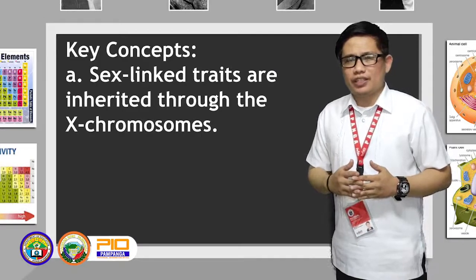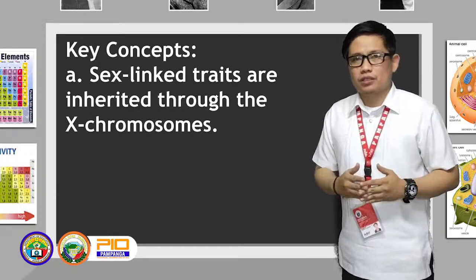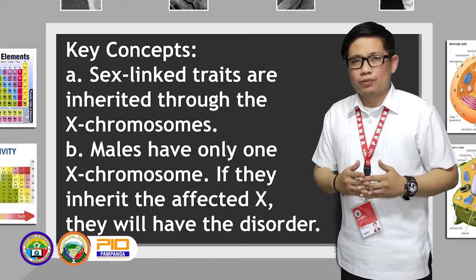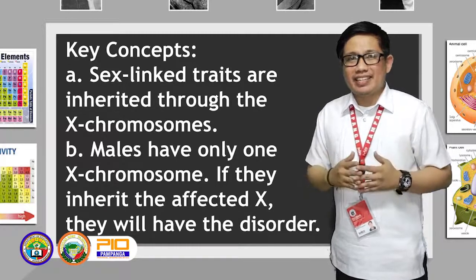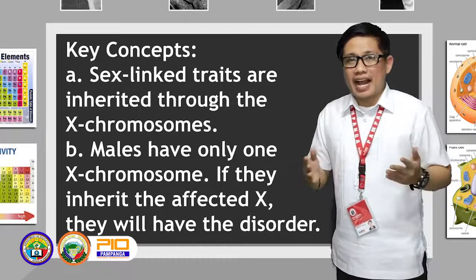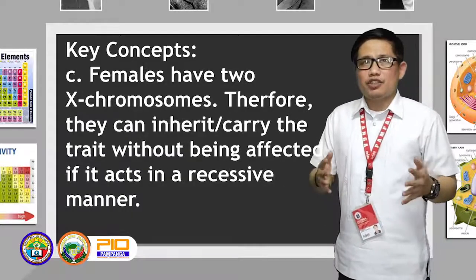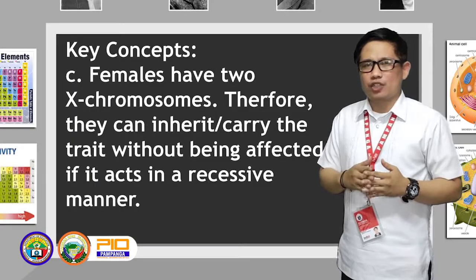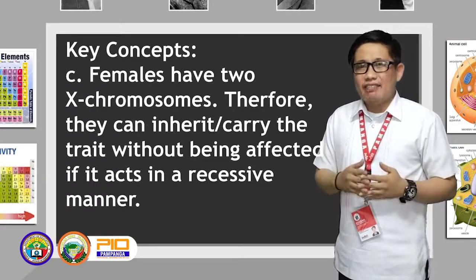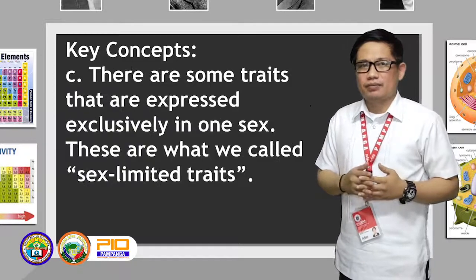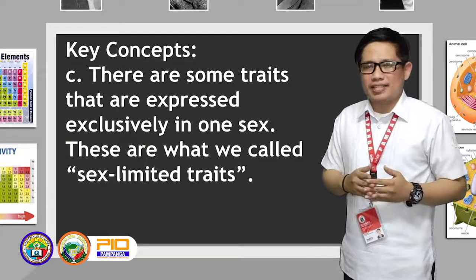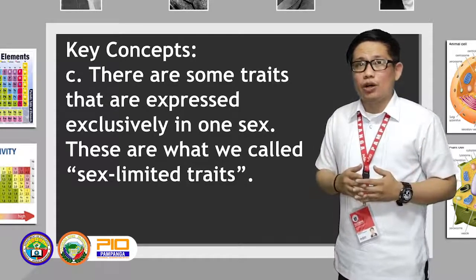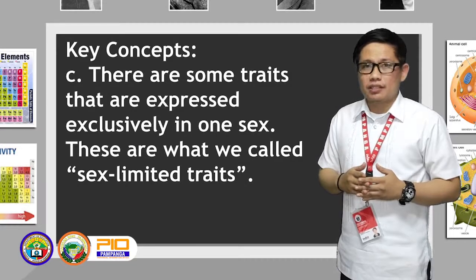Sex-linked traits are inherited through the X chromosomes. Males have only 1 X chromosome. If they inherit the affected X chromosome, they will have the disorder. Females have 2 X chromosomes. Therefore, they can inherit or carry the trait without being affected if it acts in a recessive manner. However, there are some traits that are expressed exclusively in one sex, and these are what we call sex-limited traits.